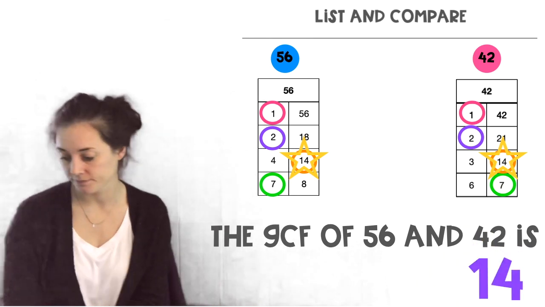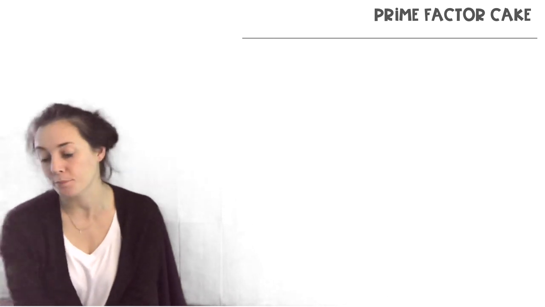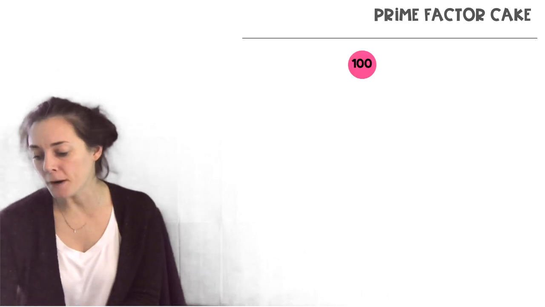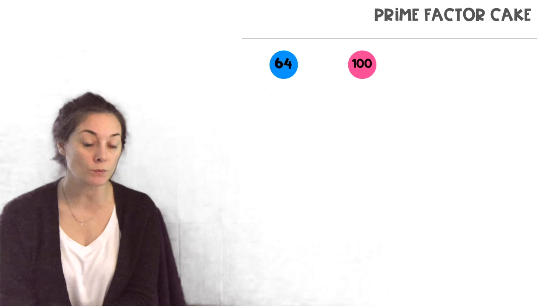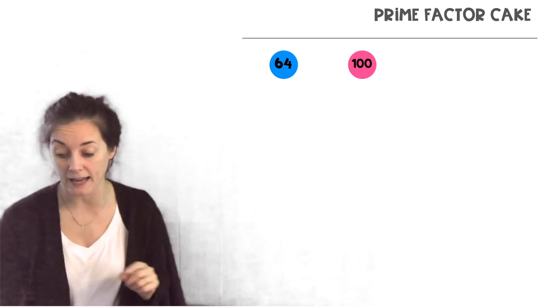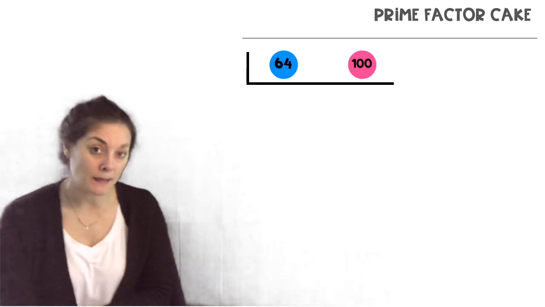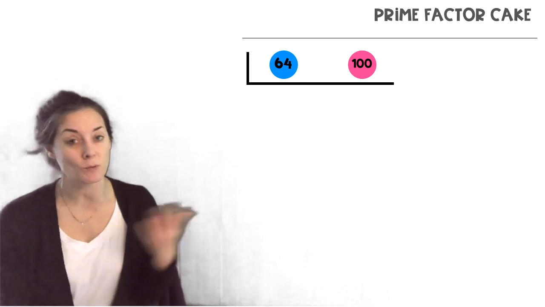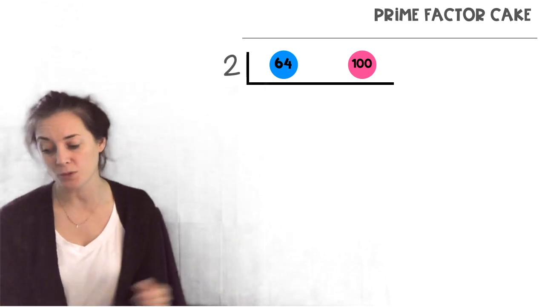Okay. That's easy. What if I start getting a little bit harder numbers? Not terribly hard numbers, but a little bit harder numbers. This is where that factor tree or prime factor cake are going to be a little bit more helpful. So with the prime factor cake, let's look at 64 and 100. Again, we are going to divide each one. We're going to do it upside down, but we're going to divide each one by a prime number. I noticed that both of these are even, so that's the easiest one to divide them by. I'm going to do it by 2.